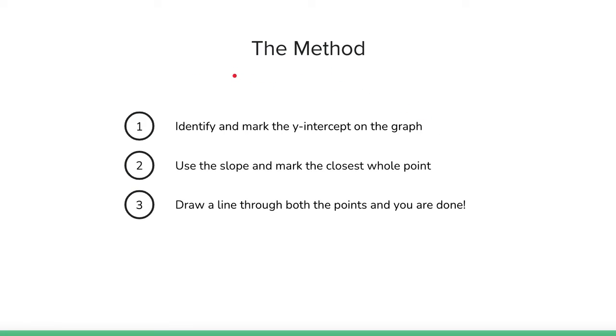So this is the method of graphing linear equations. First of all, you need to identify and mark the y-intercept on the graph. Second, you use the slope and mark the closest whole point. Use the closest whole point because it'll be easier and it'll be more accurate. Step 3, draw a line through both of the points, and then you're done.